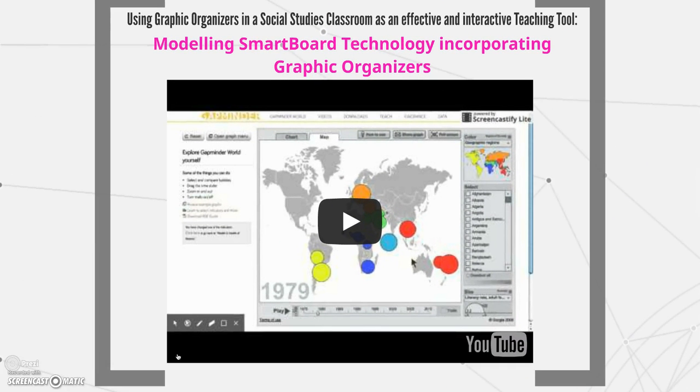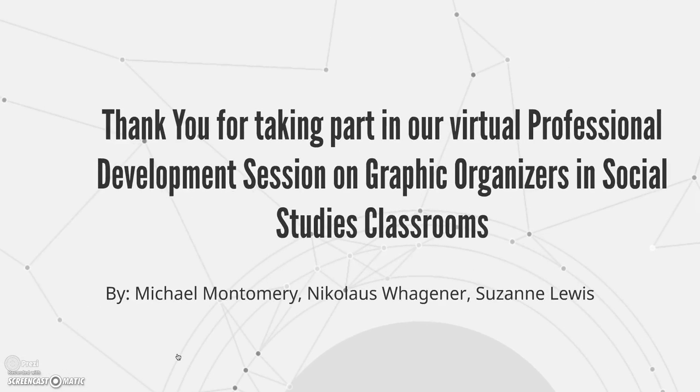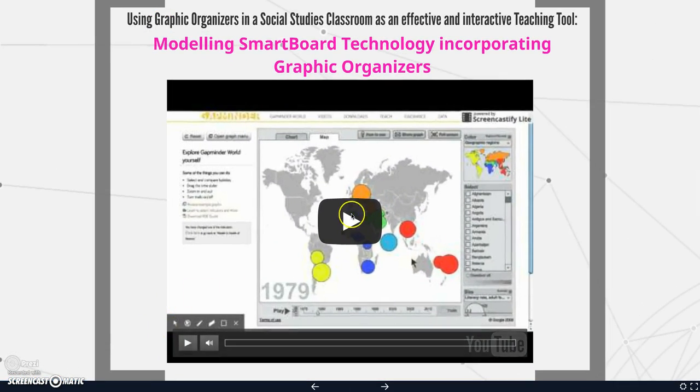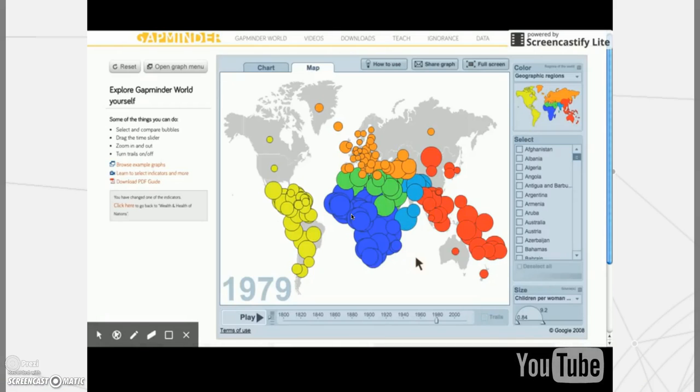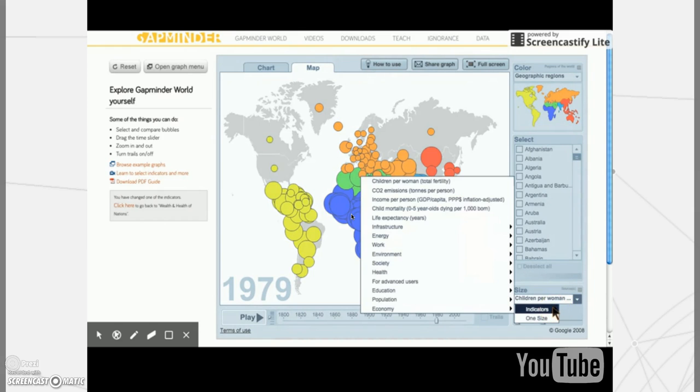Here is another example of a graphic organizer utilizing smartboard technology and interactive websites. Gapminder is a really cool online graphic organizer that teachers can use in social studies classrooms to show statistics and different relationships between countries. And it's really cool and visual and really gets the students involved in the lesson as well. So I'm just going to show an example of how you could use Gapminder in the classroom.